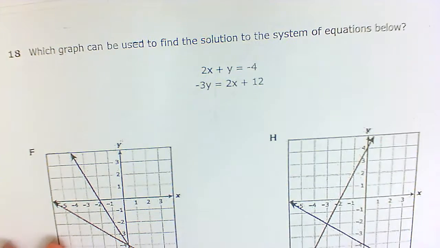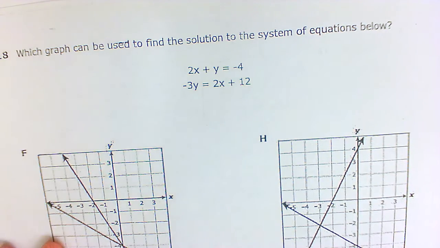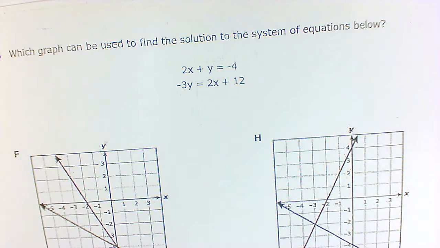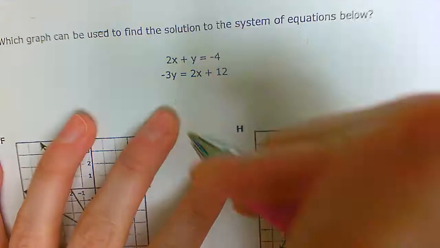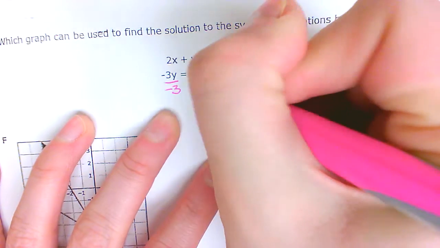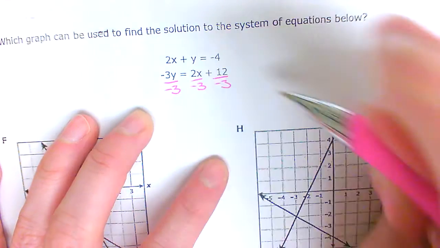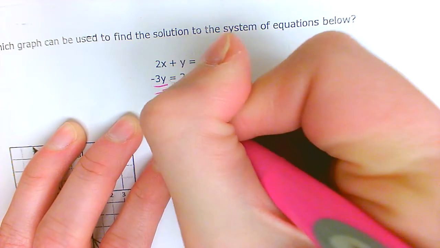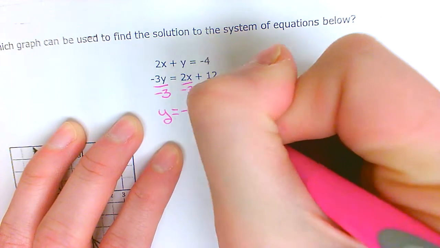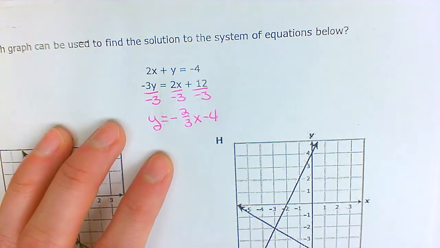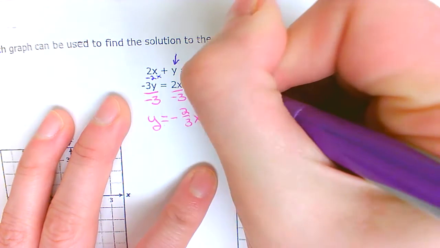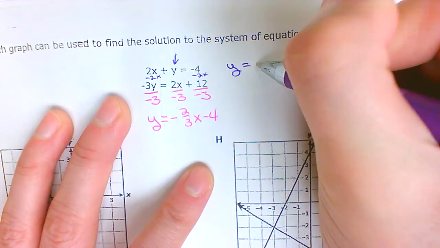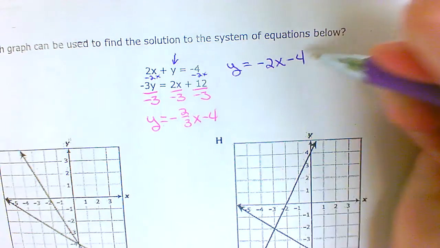Number 18. Which graph can be used to find the solution to the system of equations below? Now what I would do on this one, because they gave you pictures of the lines, is solve both of the equations for y and then plug them into your calculator. On this bottom one, the only thing left I would have to do is divide by -3. So y is equal to -2/3 x minus 4. And if I'm working with the other equation, to get that y by itself, all I would do is subtract the 2x. So that gives me y is equal to -2x minus 4.